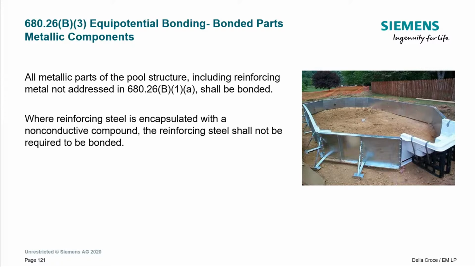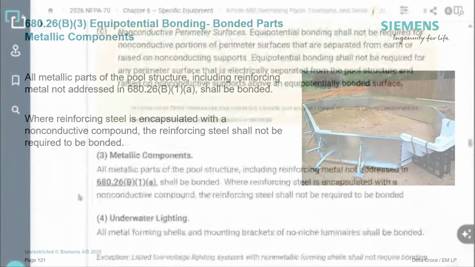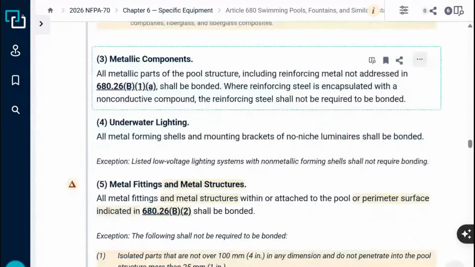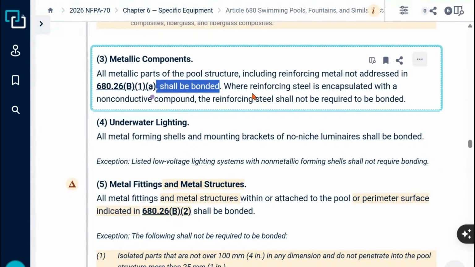But again, if I go into the code here, it's the same thing you have on the slide. It says all metal parts of the pool structure, including reinforcing metal not addressed in 680.26(B)(1)(a). Well, the metal in the picture, just like that, does not fall in the (B)(1)(a) line, but it shall be bonded, as it says right here. So this is the fail-safe to capture this type of construction.